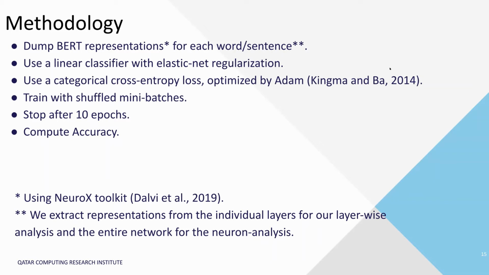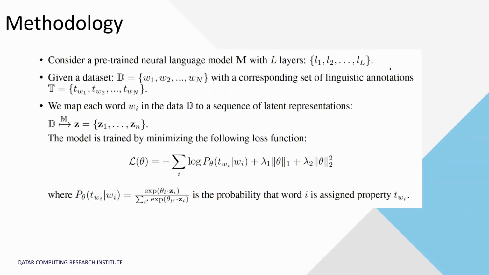Here are just small notes on the representation for the individual layers, because we'll be looking at the individual layers and also at the neurons. For the layers, we dump every layer by itself. For the neurons, we take the whole thing and then we sort the neurons. So basically, this is the formulation.